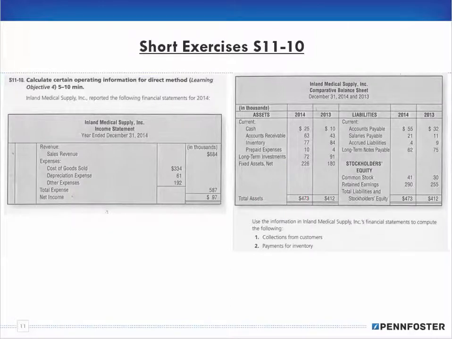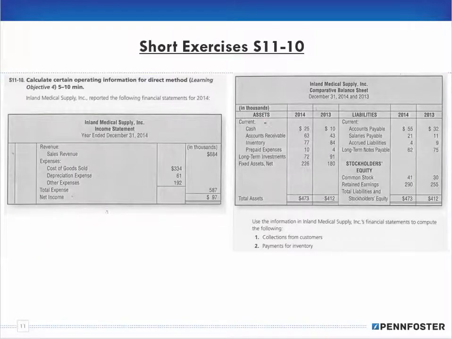So we have an income statement and a balance sheet here. And it says use the information from the financial statements to compute the following: collections from customers and payments for inventory. All right, collections from customers. What does collections from customers mean? Well, when we get money from customers, we either receive cash or it's from an accounts receivable.